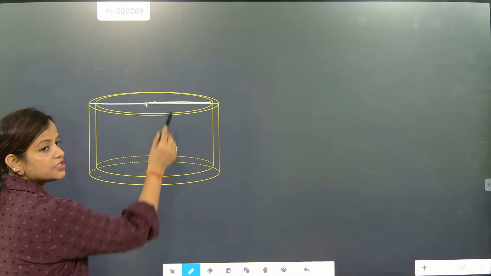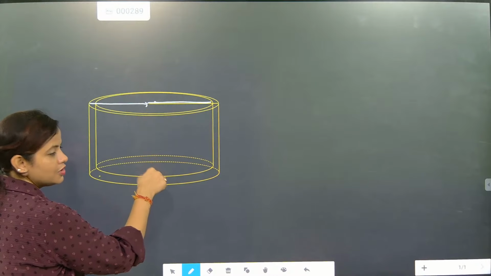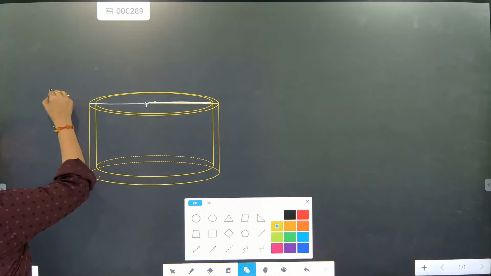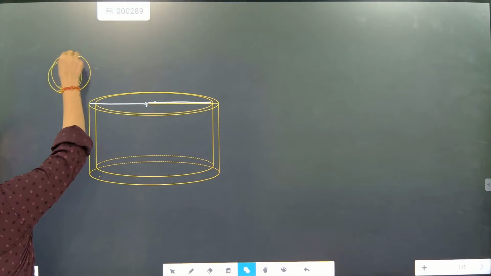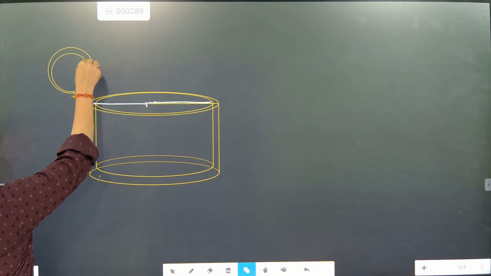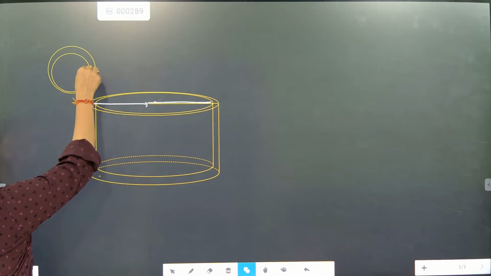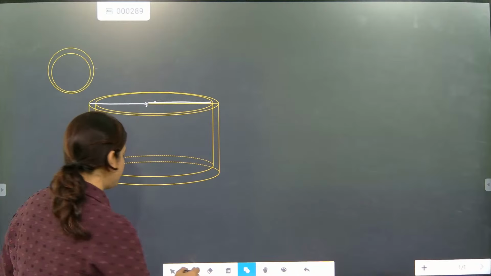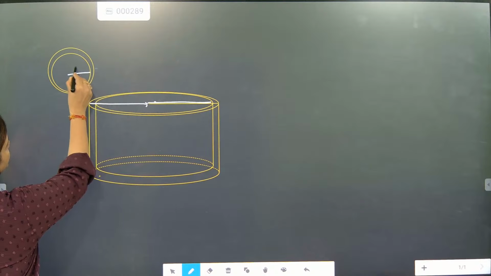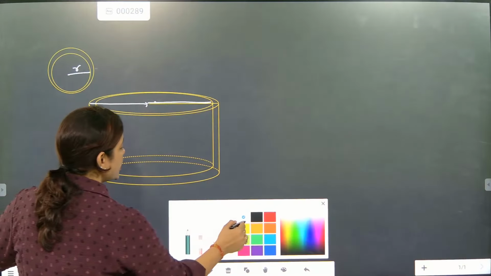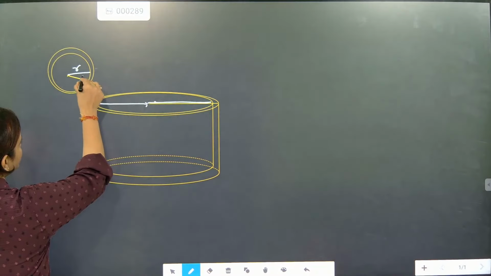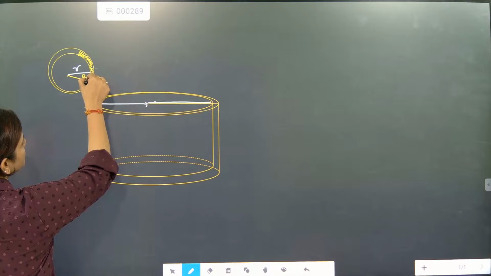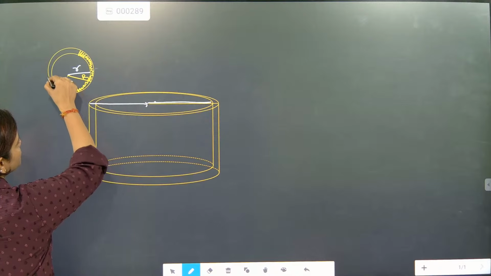Upside is a circle only, down also a circle. Now we are going to draw concentric circles to help us understand. Upside is one circle, and in that another circle will be drawn like this. Got it? When you draw this part, this will become the internal radius. Internal radius is taken as small r. External radius will be taken as capital R. Understood? But hollow cylinder means only this region will be coming.